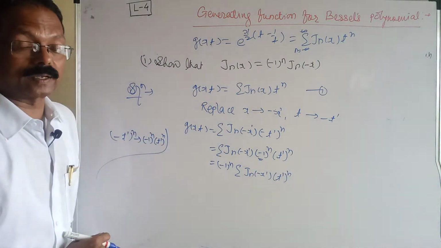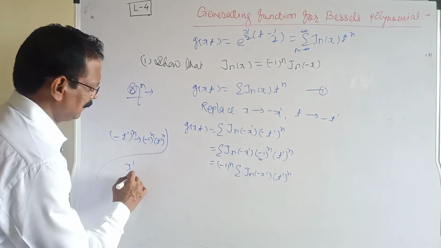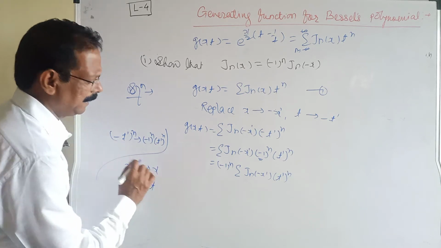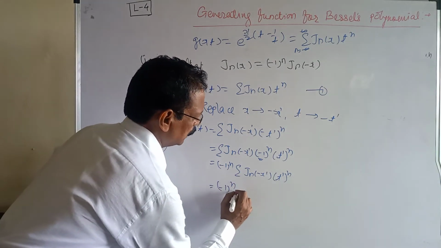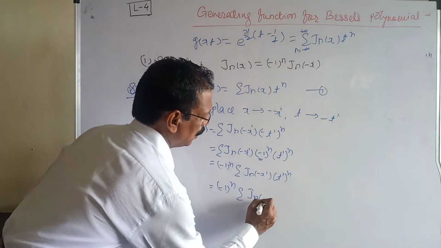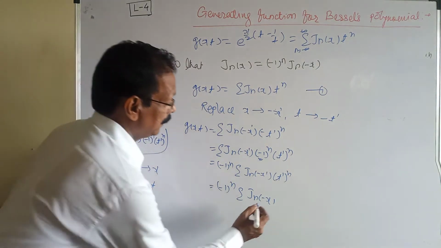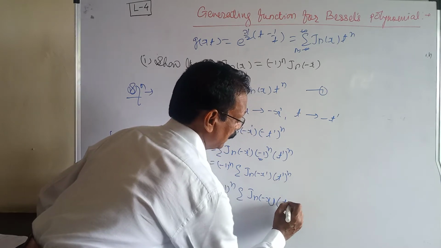So this is the next term. Then what happens? x dash and t dash are the dummy indices. So replace x dash by x and replace t dash by t. Then what we get is minus 1 raised to n, a summation of Jn of minus x, replacing x dash by x, and t dash replaced by t, t raised to n.